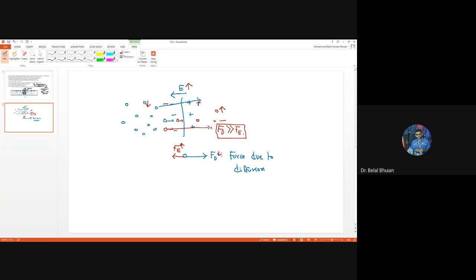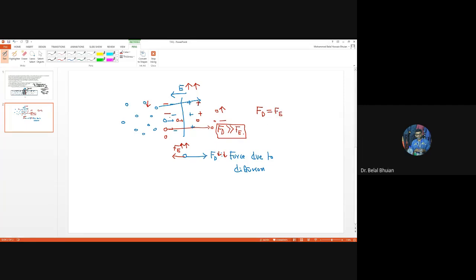So if the hole crosses the junction, we have got a positive charge here and a negative charge here, which means our electric field goes up. And for the third hole, it is going to experience a bigger force due to the electric field and a smaller force due to the diffusion. So if you continue this, we're going to see a situation where the force due to diffusion will be almost equal to the force due to the electric field.